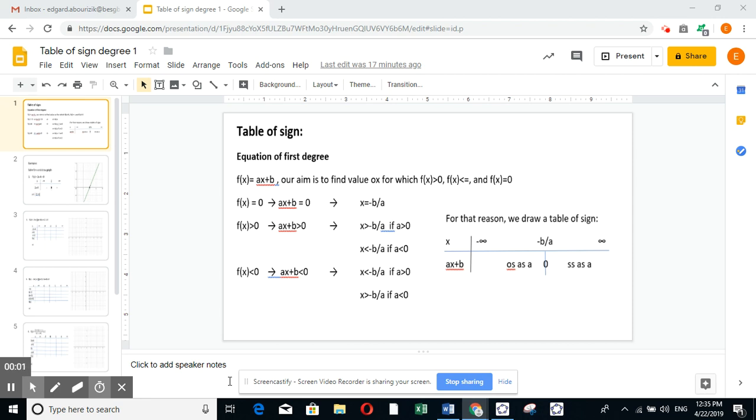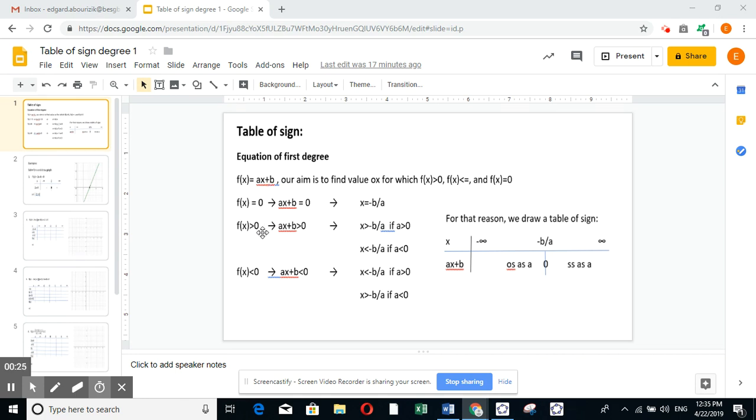Hi students, our study today is the table of sign of a function: when the function is positive, when negative, and when zero. We're going to start with the property: if you have a first degree equation of the form ax plus b, and you want to solve for x when f of x is positive or negative, what do we do?